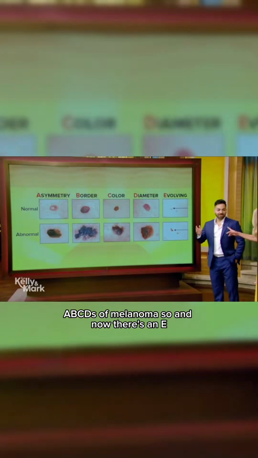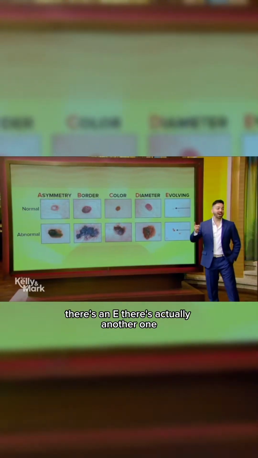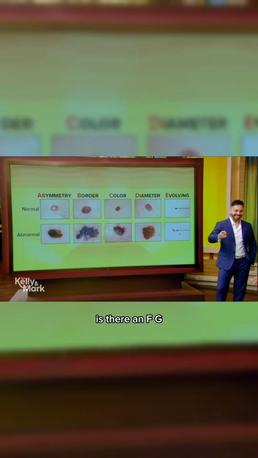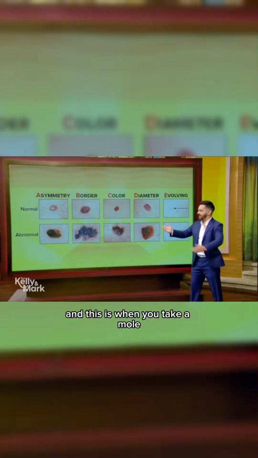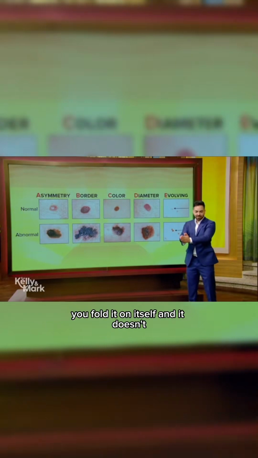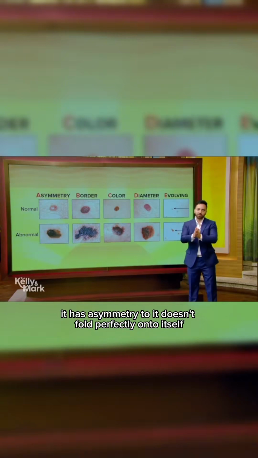So and now there's an E. There's an E. There's actually another one I want to talk about today. Is there an FGHIJK? So you have asymmetry, and this is when you take a mole, you fold it on itself, and it doesn't. It has asymmetry to it. It doesn't fold perfectly onto itself.